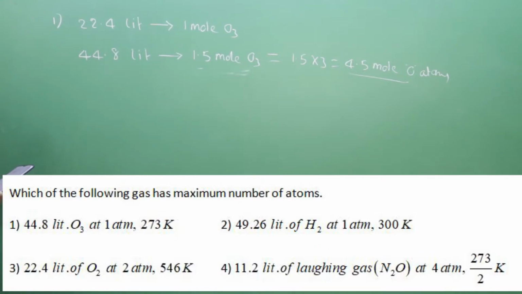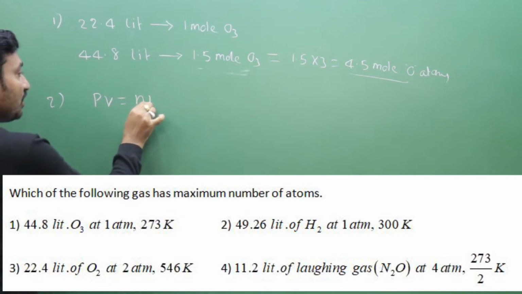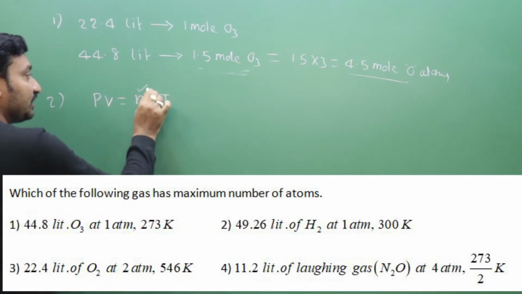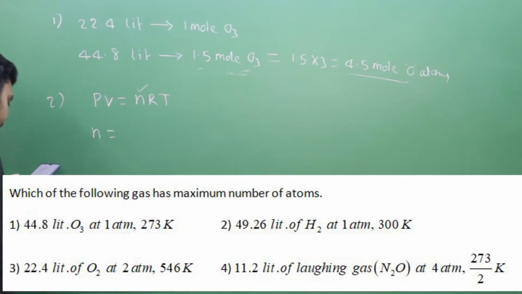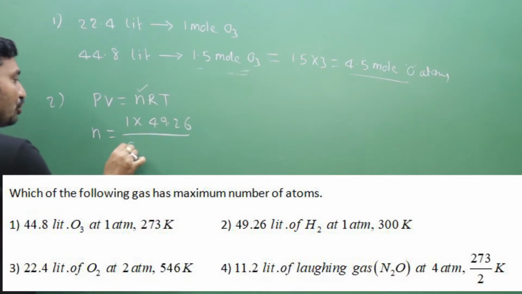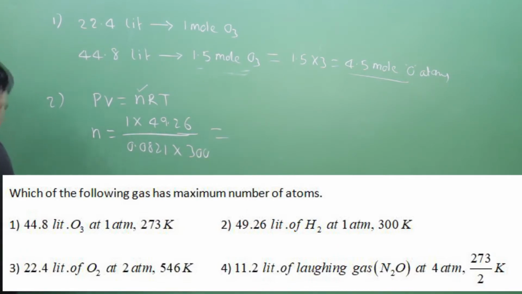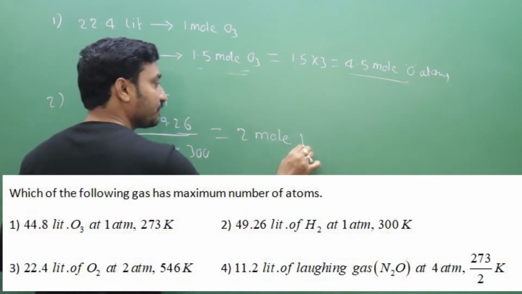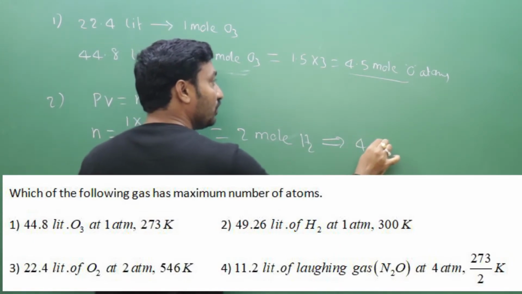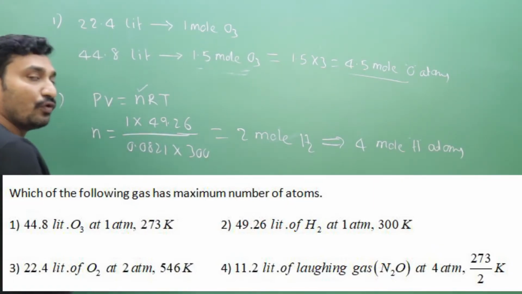Option 2, 49.26 liters of H2 at 1 atmosphere and 300 kelvins. For this, we should go with PV is equal to nRT. By using this formula, you will get the n value. n is equal to PV by RT. Pressure given is 1 atmosphere, volume 49.26, R value 0.0821, temperature 300 kelvins. If you calculate this value, you will get 2 moles of H2 molecules. So 2 into 2, 4 mole H atoms. In option 2, we are getting 4 mole H atoms.